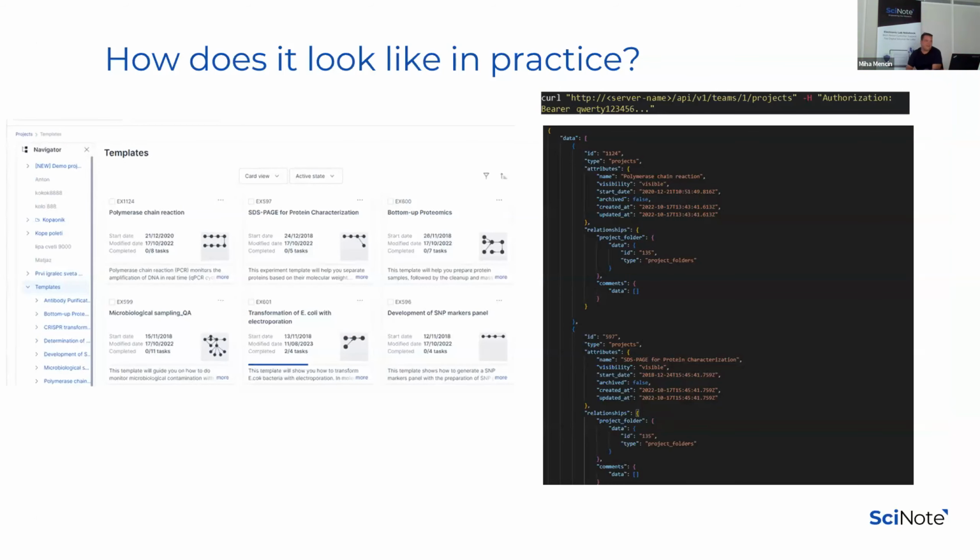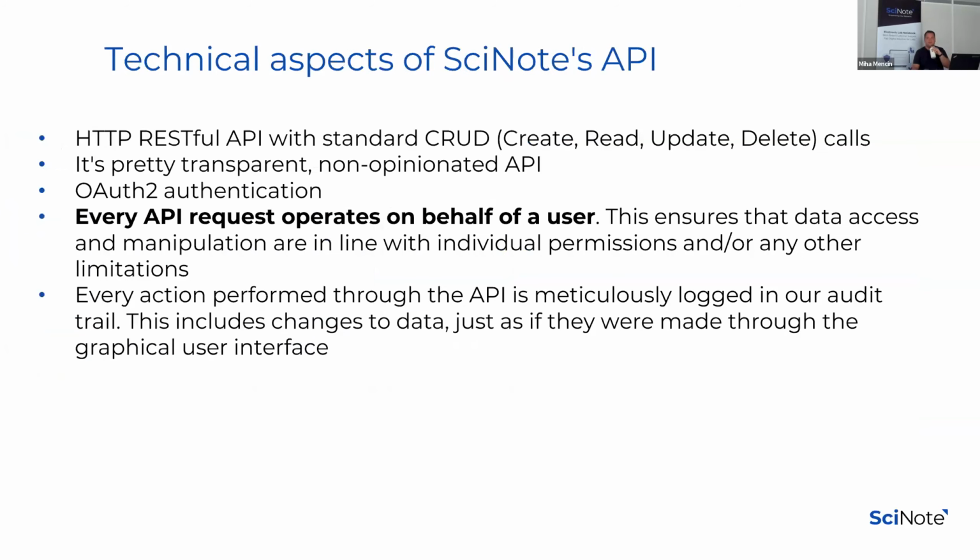So how does this look in practice? I didn't know what to show, so I showed some JSON here. On the left-hand side, you can see the list of the projects, which is humanly readable. On the right-hand side is the result of a call to the projects endpoint. This is the kind of structure you get. You can see it can almost map one-to-one, so you can see all the information you have there. Next slide, please.